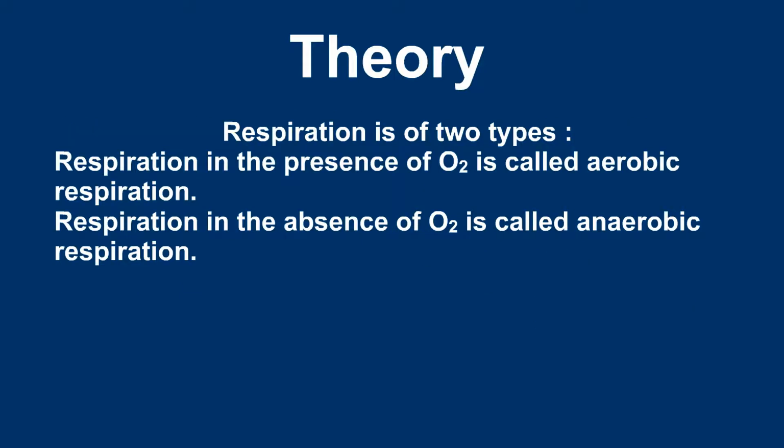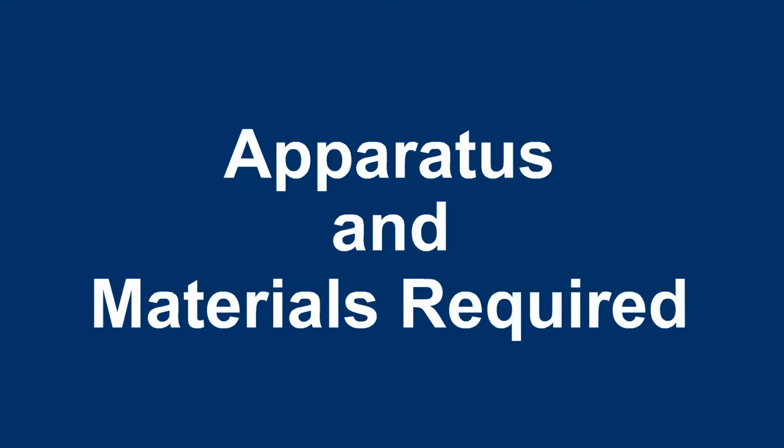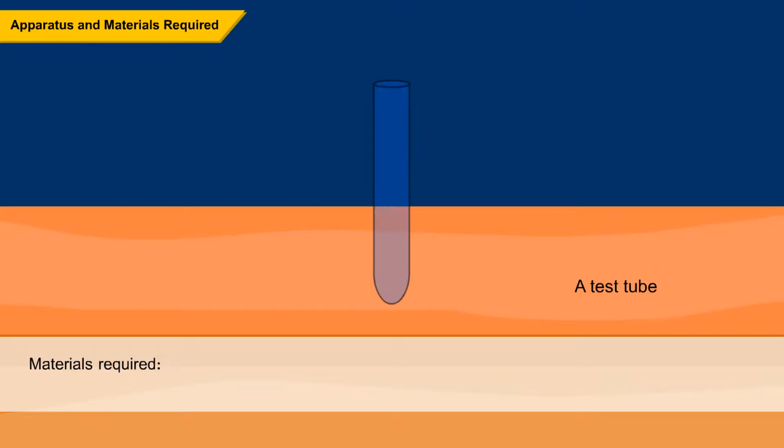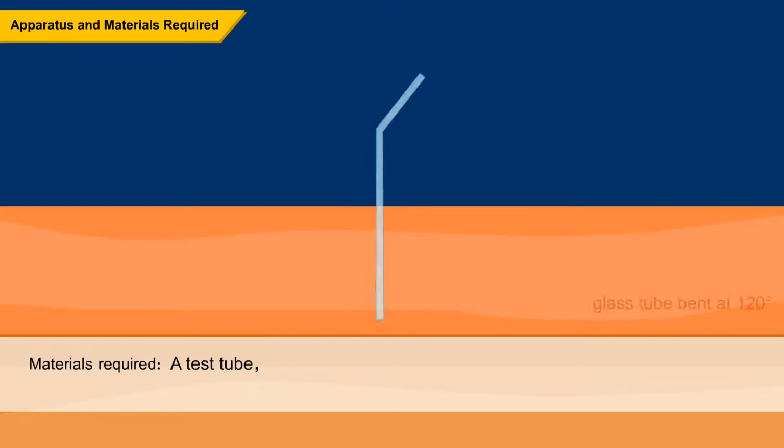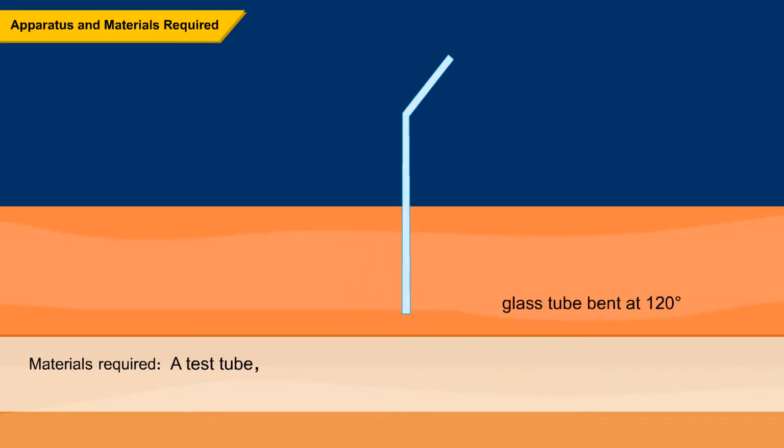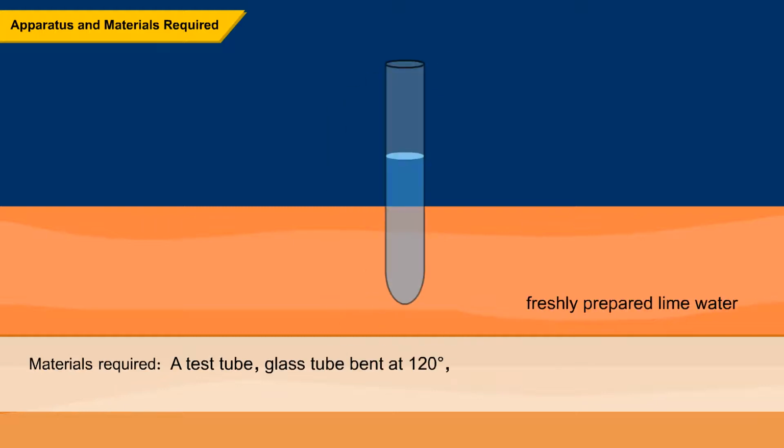Respiration is of two types. Respiration in the presence of O2 is called aerobic respiration. Respiration in the absence of O2 is called anaerobic respiration. A. Respiration in animals. Apparatus and materials required: a test tube, glass tube bent at 120 degrees, freshly prepared lime water, etc.